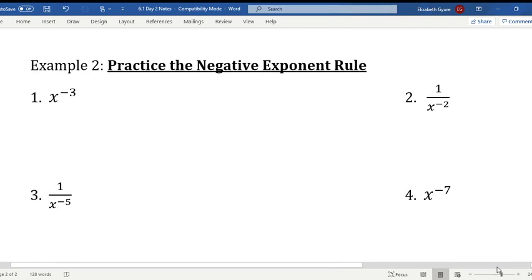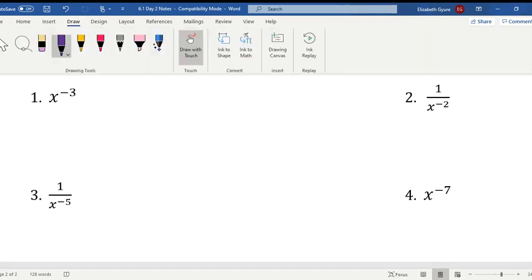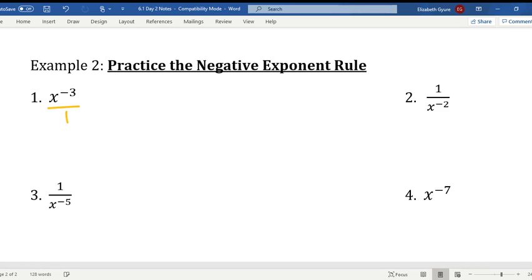If you have a negative on the top of a fraction, and by the top of a fraction I mean like on number 1, there's not technically a fraction there, but can you put this over a 1 and make it a fraction? So if you see a negative in a situation like number 1, you're going to move it to the bottom of the fraction and lose your negative. If you see it like in number 2, where it's on the bottom of a fraction, you're going to move it to the top and lose your negative. So move it and then lose the negative.